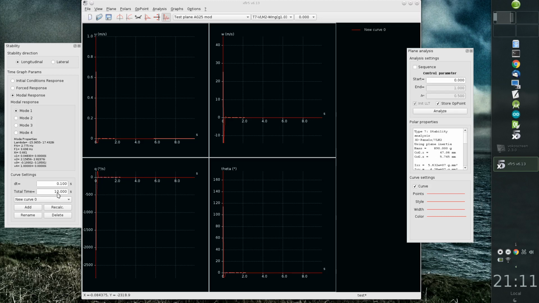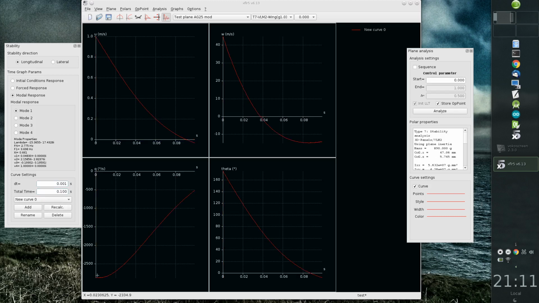Now let's zoom in by changing the values here. Let's put in a smaller increment, 1 millisecond, and let's run this only for 0.1 second and recalculate the curve. Right, we see now that we have zoomed in on the curve between 0 and 0.1 second, and we can see more in detail how quickly it goes back to 0. So this is the heavily damped mode, the short period mode.